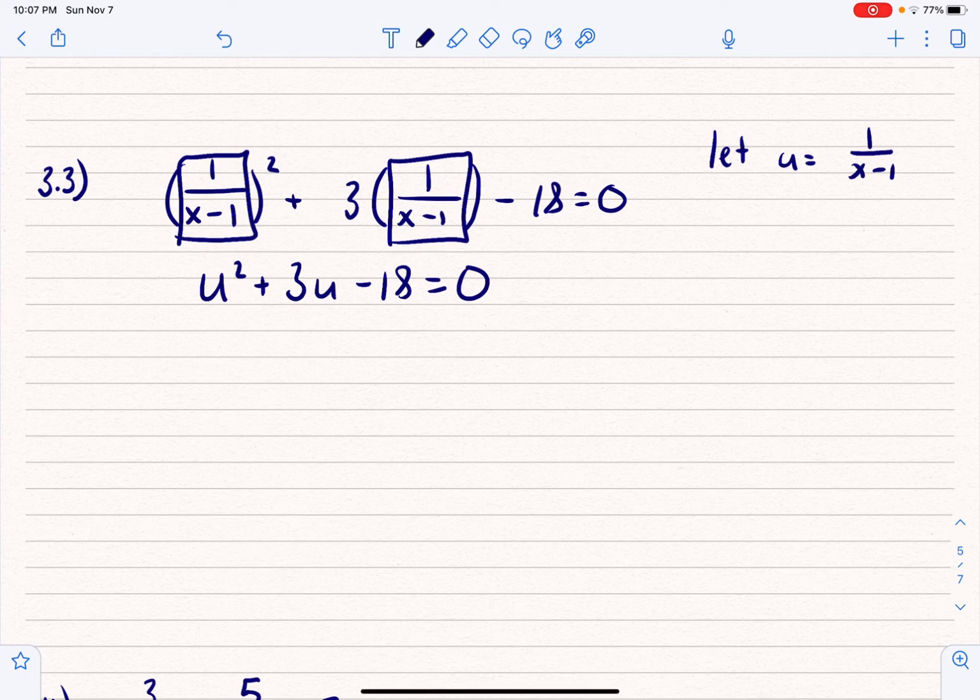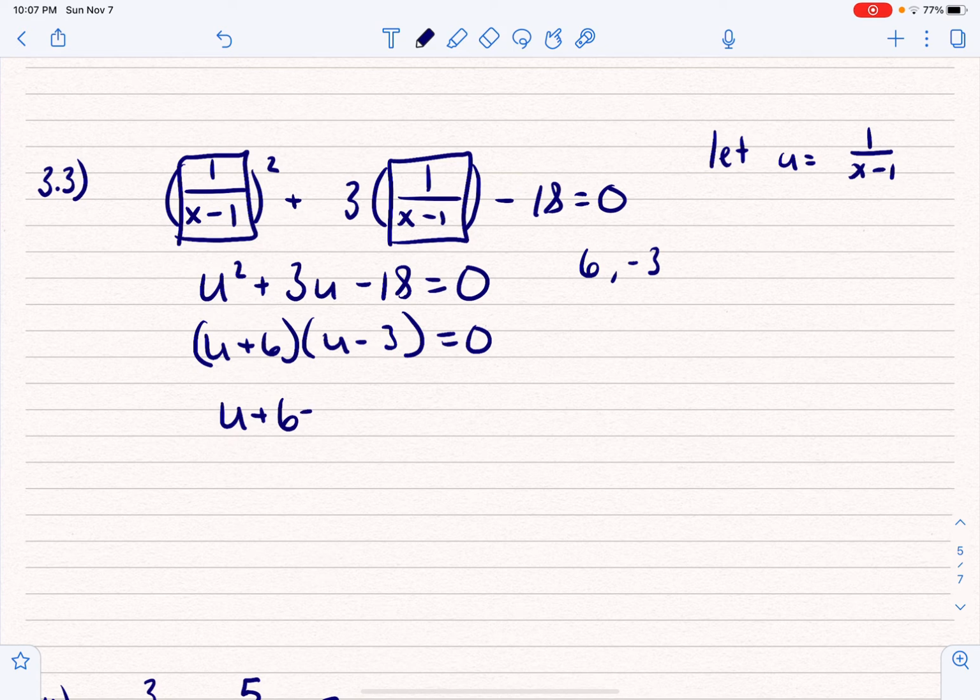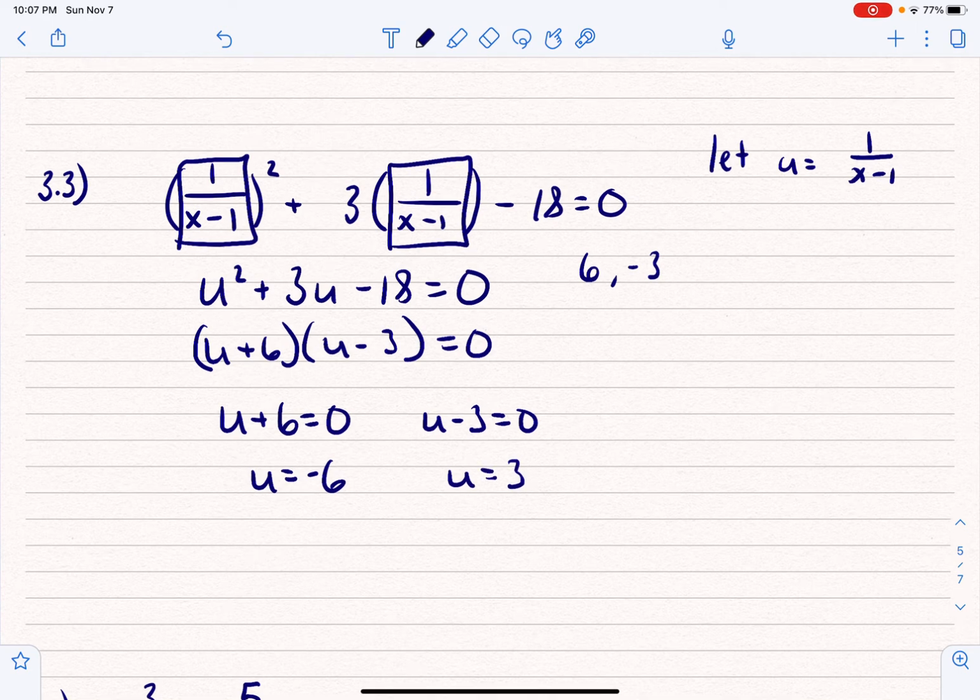Factors of negative 18 that add up to be positive 3. Well, that would be positive 6 and negative 3. So we're going to say u plus 6 times u minus 3 is equal to 0, which would mean u plus 6 is equal to 0, or u is equal to negative 6. U minus 3 is equal to 0, which would mean that u is equal to 3. Okay, so u is equal to negative 6 and u is equal to 3.